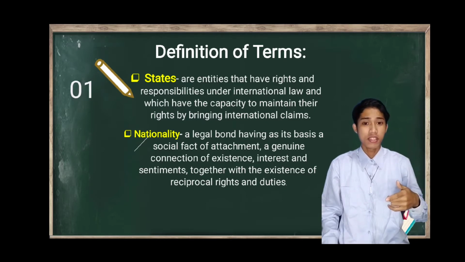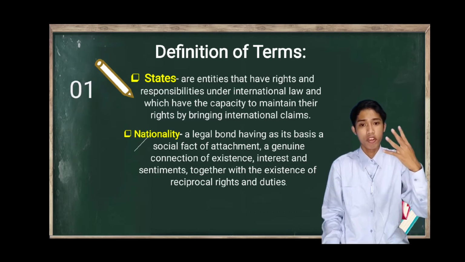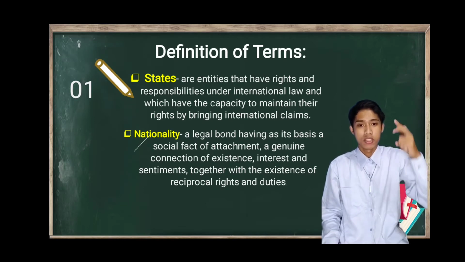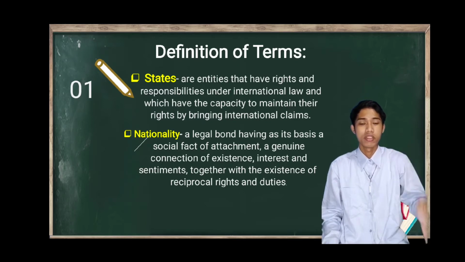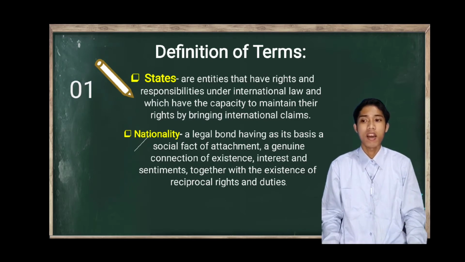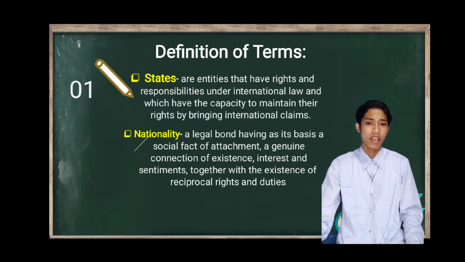States are entities that have rights and responsibilities under international law and which have the capacity to maintain their rights by bringing international claims. States are composed of four essential elements, which are the government, the population, sovereignty, and territory. And nationality is a legal bond having as its basis a social fact of attachment, a genuine connection of existence, interest, and sentiments, together with the existence of reciprocal rights and duties.